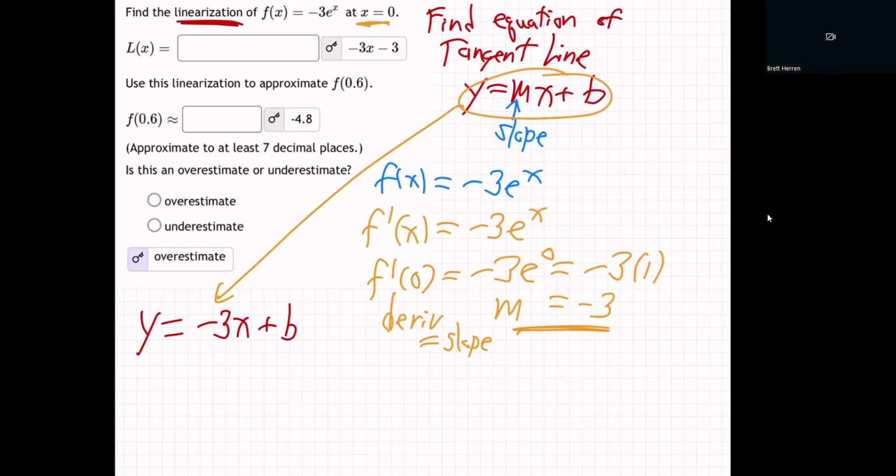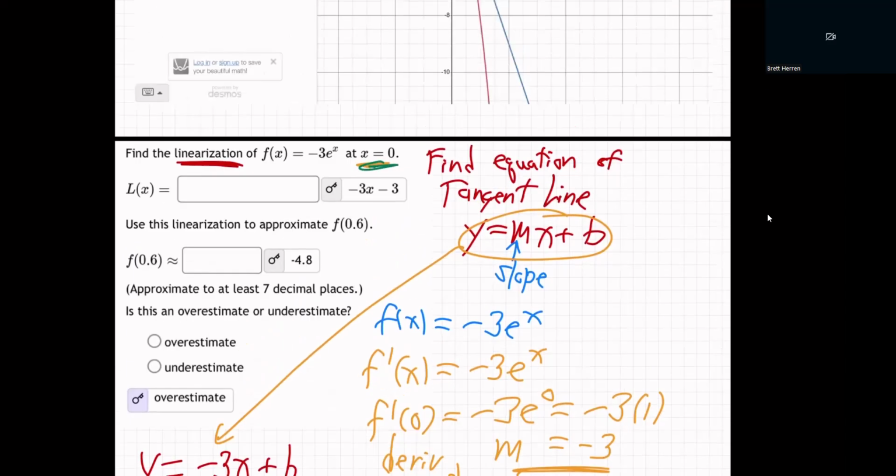And now we just need to find the b. How do we find the b? Well, you have to plug in an x and a y. So to find b, plug in an xy point. What xy point? Well, again, they gave us x is 0. What's the y value that goes with it?